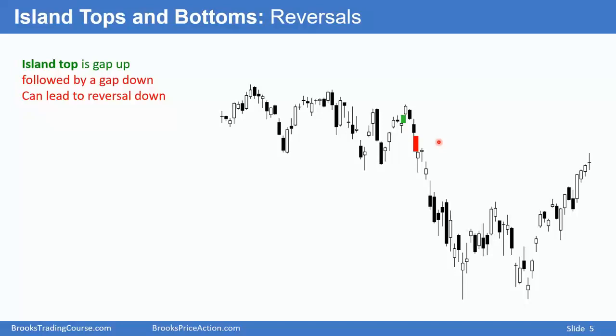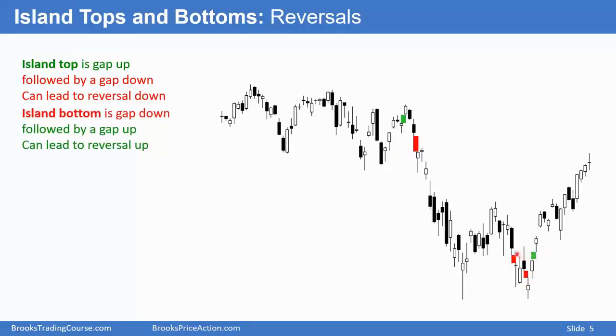I mentioned island tops and bottoms. If the market gaps up and then gaps down, it's an island top. Traditional trading, you want the two gaps to be at the same level, and you don't want any trading taking place in the gap up before you get the gap down. But for me, if it gaps up and then down, it's an island top. This is a bigger island top, gap up and gap down.